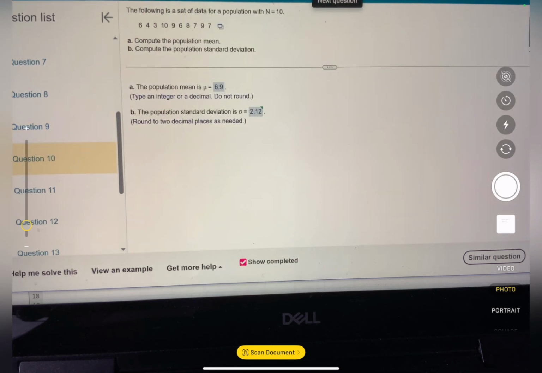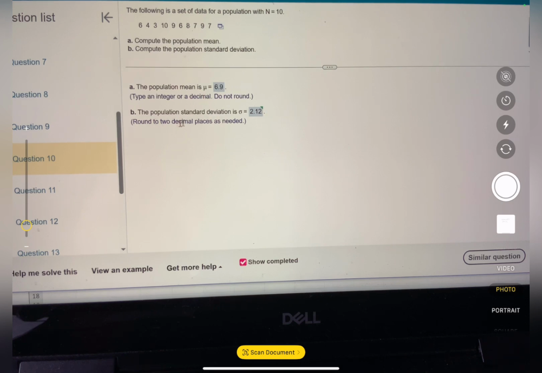Okay, population mean. Now it's going to be the same way. You're going to find the average, but here it says population because the population is given. We just name it population. Otherwise, you find it in exactly the same way.